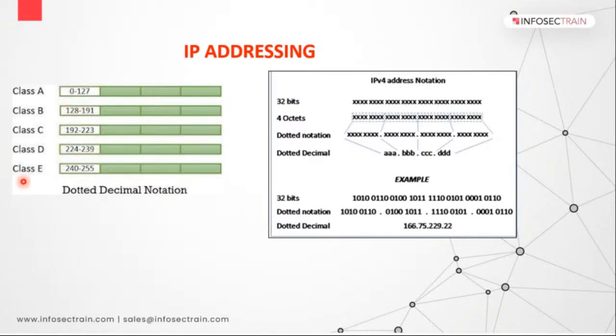Then in class D, we have IP addresses starting from 224 till 239. And in class E, we have IP addresses starting from 240 till 259.